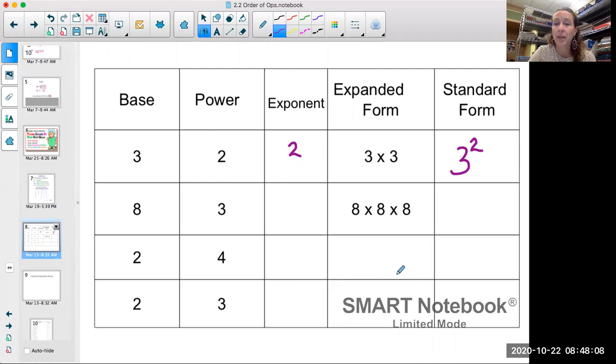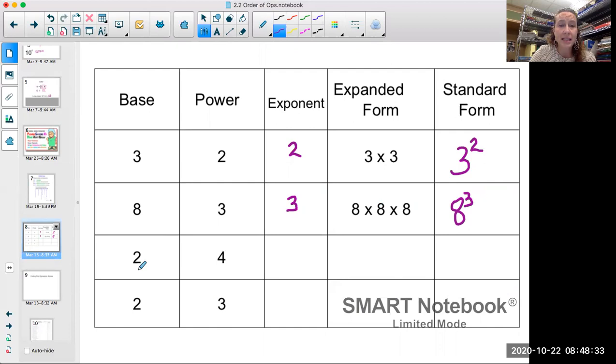Same thing here. We have a base of 8, an exponent or power of 3. So the exponent is that 3. And this would look like 8 times 8 times 8, or 8 to the power of 3, 8 cubed.